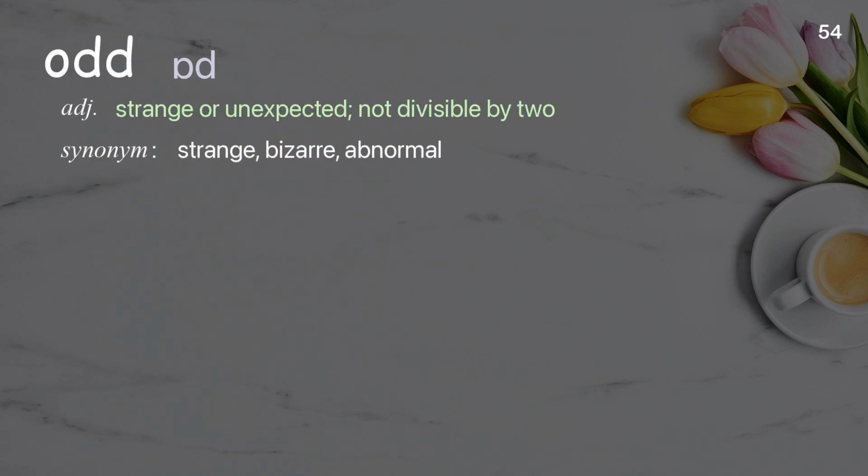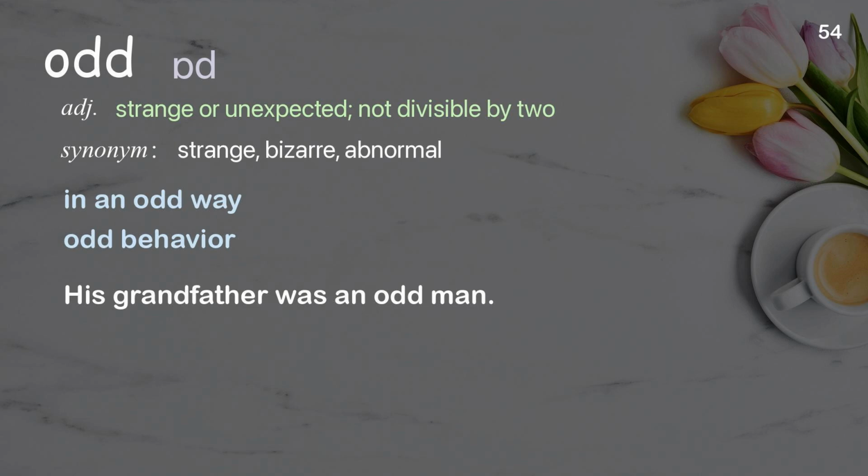Odd. Strange or unexpected, not divisible by two. Examples: In an odd way, odd behavior. His grandfather was an odd man.